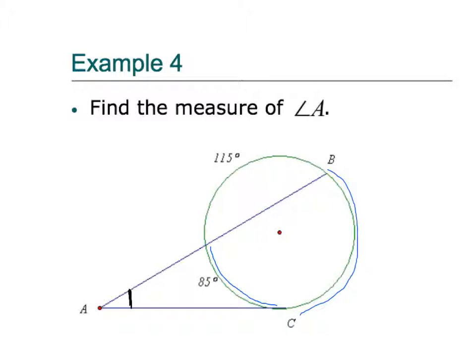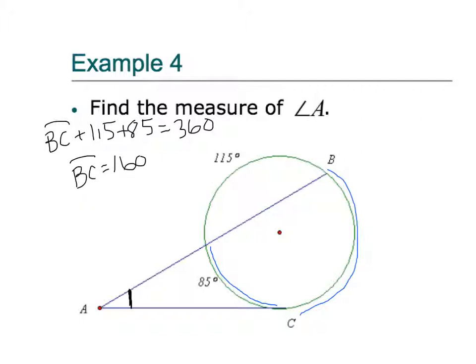Because I know that the arcs around the entire circle need to add up to 360, I can say that arc BC plus 115 degrees plus 85 degrees will equal 360. Given that scenario, arc BC must be 160 degrees. Let me put that in now. Now that I have all the information I need to solve for angle A, let's do it, people.